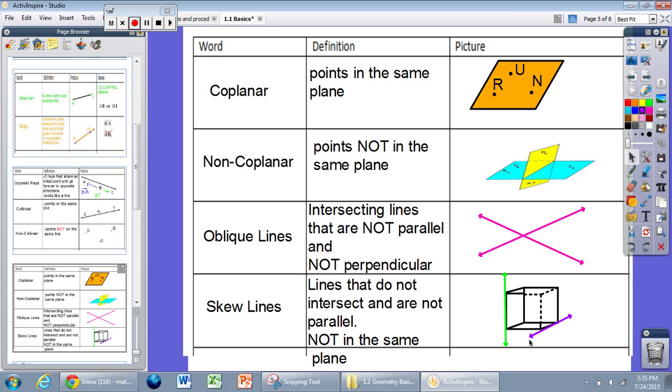And when you come to class tomorrow, I'll show this one because I think it's just easier for you to see in person how it works. But remember, they're not even in the same plane.